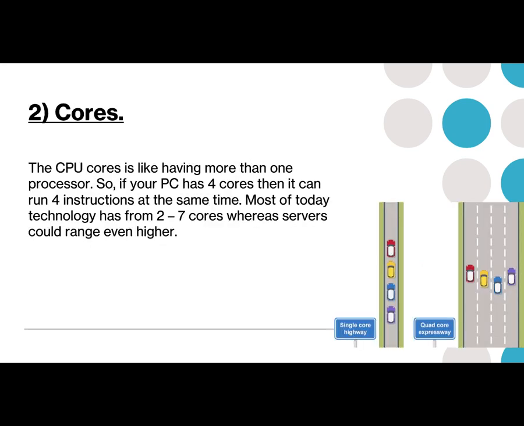Cores. CPU cores are like having more than one processor. So if a PC has 4 cores, then it can carry out 4 instructions at the same time. Most of today's technology has from 2 to 7 cores, whereas servers could range even higher. Even though I do believe the majority of servers only have like 7 cores, whereas a desktop PC has like 4 cores most of the time, and it can go up to like 8 cores. So yeah, this is how much we have advanced.